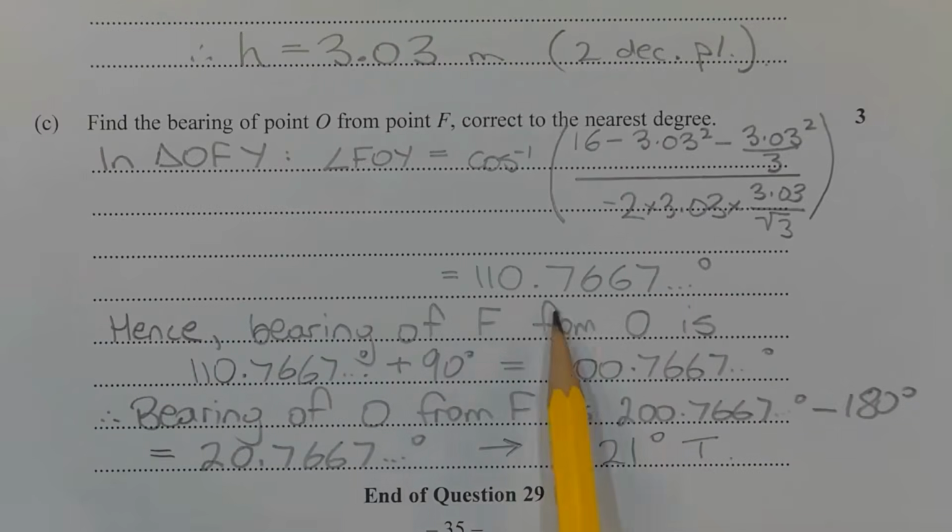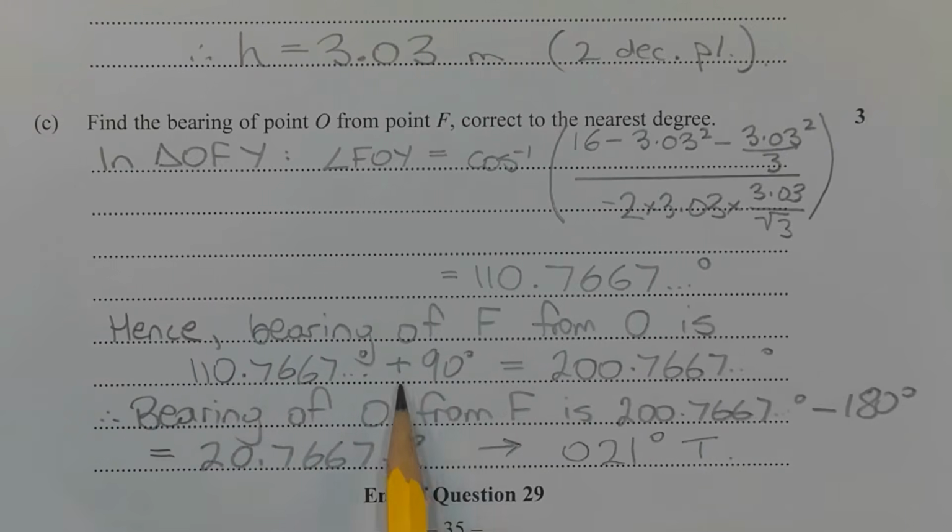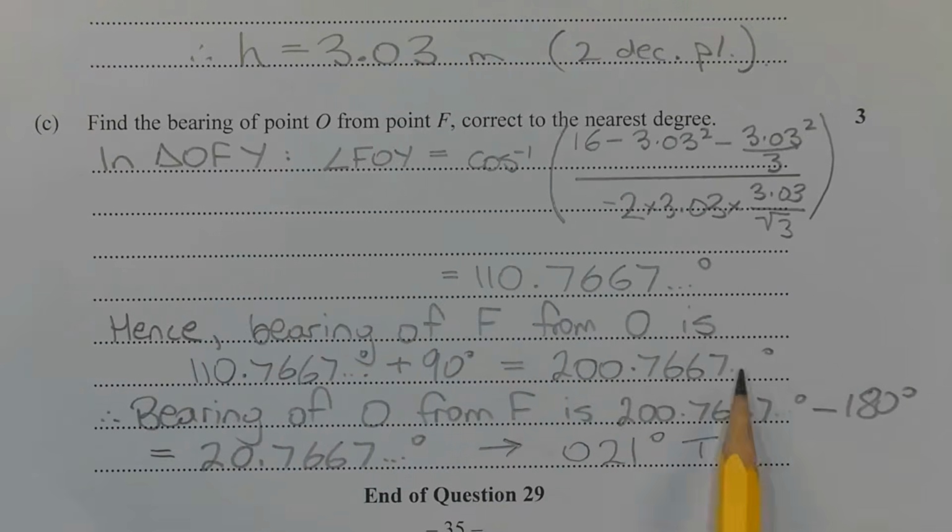And we get 110.7667 and so on degrees. We'll do all the rounding at the very end. Hence, the bearing of F from O is 110.7667 plus 90 degrees, which gives us 200.7667 and so on degrees. So to find the bearing of O from F, we subtract 180 degrees from this value here, and we get 20.7667 and so on degrees. Therefore, the bearing of O from F is 021 degrees true.